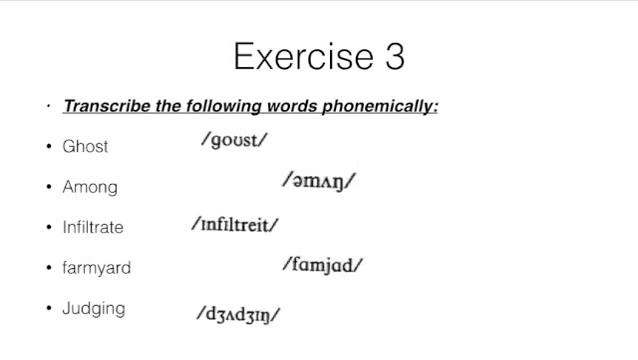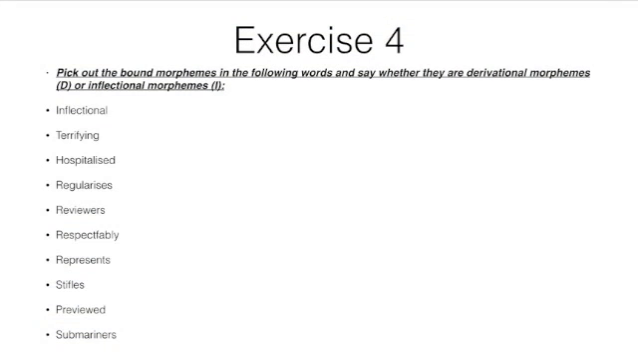Hurry up. Next exercise, morphology. So pick out the bound morphemes in the following words and say whether they are derivational morphemes or inflectional morphemes. So you remember we said that there are two types of bound morphemes. There are inflectional and there are derivational. If it is derivation, you say D. Inflection, you say I, okay, as a symbol.